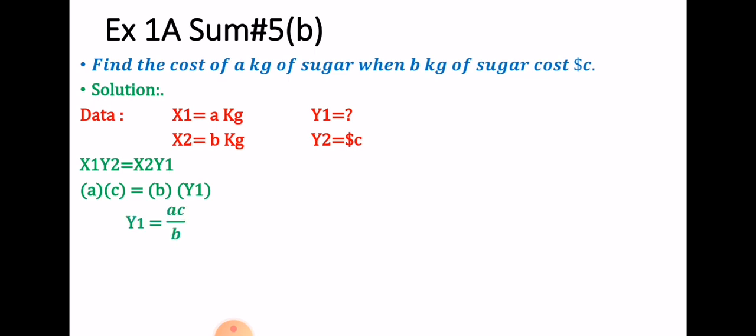and AC over B, as B is being multiplied, it will be divided on the other hand side. So y1 is equal to AC over B dollars, as we have not been given the values of A, C and B, so we will write in terms of alphabets as it is given. I hope you have understood this. Now move towards question number 6.